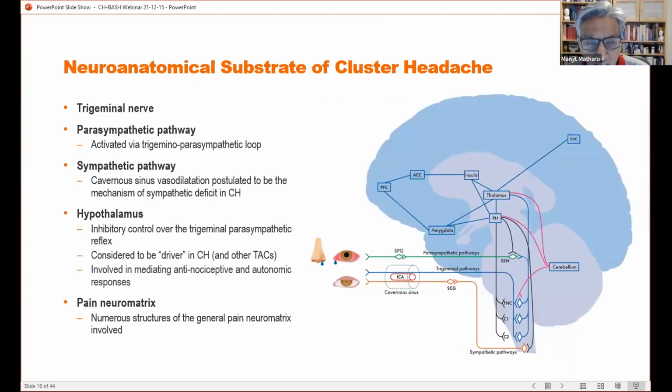And when you then put in all the other structures of the pain neuromatrix, you can have a scheme that is also putting the cerebellum in the picture. We know that the cerebellum has connections to a lot of the structures in the pain neuromatrix, including the thalamus, the posterior hypothalamus, and the trigeminal nucleus caudalis. You also have the amygdala, prefrontal cortex, anterior cingulate, and insula, which are probably involved in all sorts of other functions, such as the affective aspects of pain. So this is what we have in terms of the neuromatrix of cluster headaches.